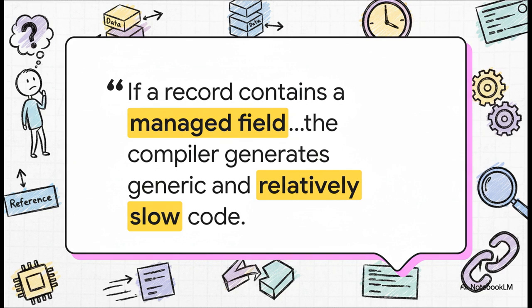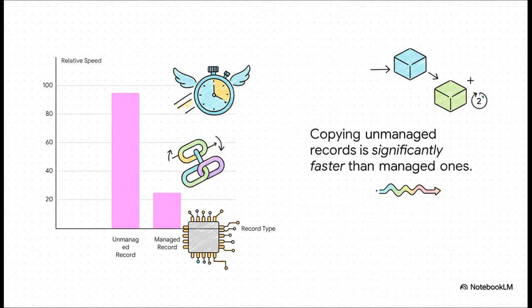They're super fast. But the moment you add what's called a managed field, like a string, a dynamic array, or an interface, everything changes. The compiler suddenly has to throw out its super fast, highly optimized code and fall back to a much slower, generic method for doing things like initialization and copying. And believe me, the performance difference is not small.